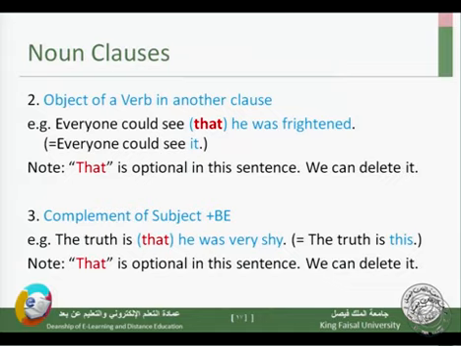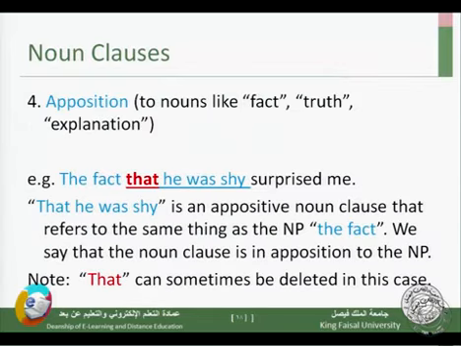That is optional in this sentence, and we can delete it. So we can say the truth is he was very shy. We can remove that from this sentence, and it will be correct. So it is optional. That is optional, and it can be removed if you want.